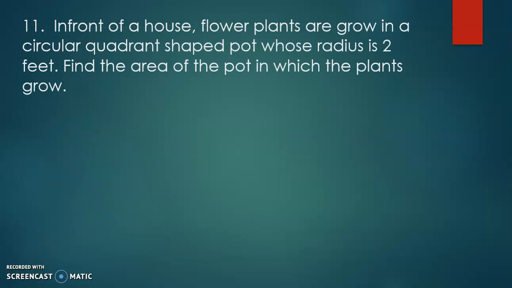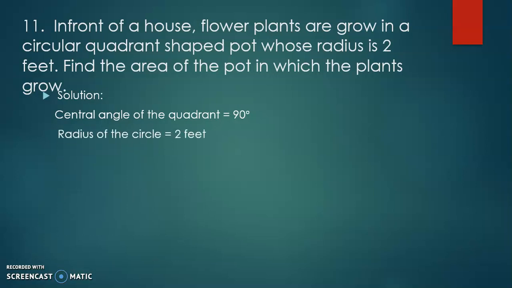Next problem. In front of a house, flower plants are grown in a circular quadrant shaped pot whose radius is 2 feet. Find the area of the pot in which the plants grow. So, solution. Given in the question, here, central angle of the quadrant is equal to 90 degree. It is not given directly in the question, so just look at the question. It is a circular quadrant shaped pot. So, we can take central angle of quadrant is equal to 90 because the circle has 4 quadrants, so each quadrant is 90 degree. So central angle of a quadrant is equal to 90 degree.